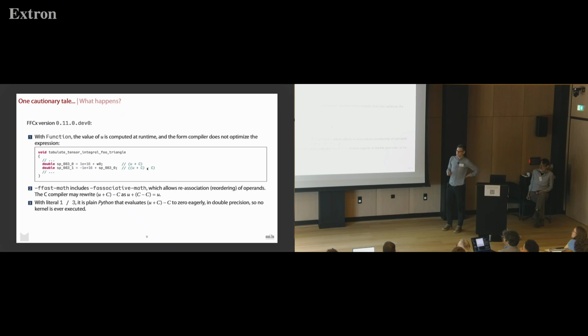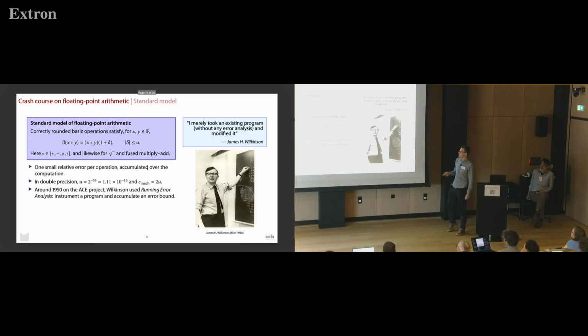Okay, so this is pretty complicated, and we would like to understand, can we say something about these errors, right? Can we have some guarantees as FEniCS users about what these errors could be? So here comes James Wilkinson to the rescue.